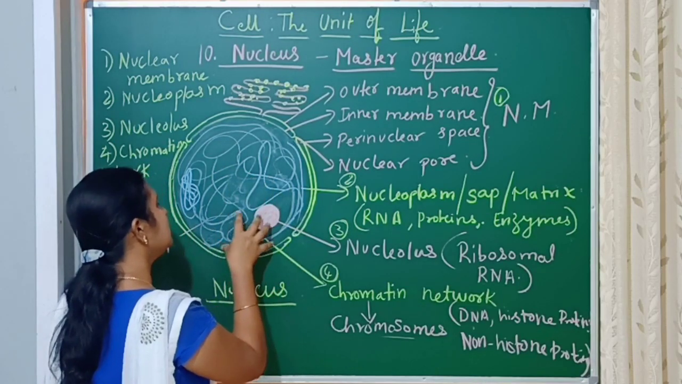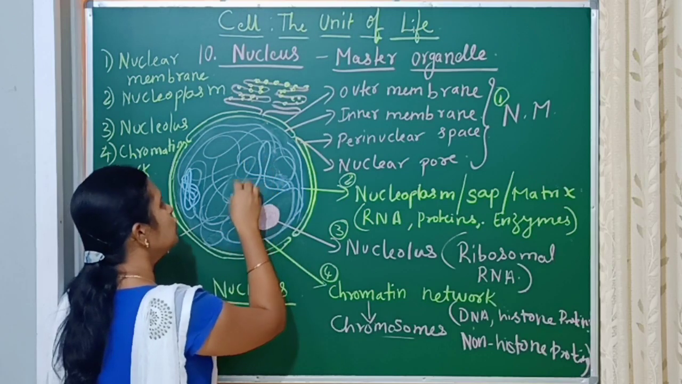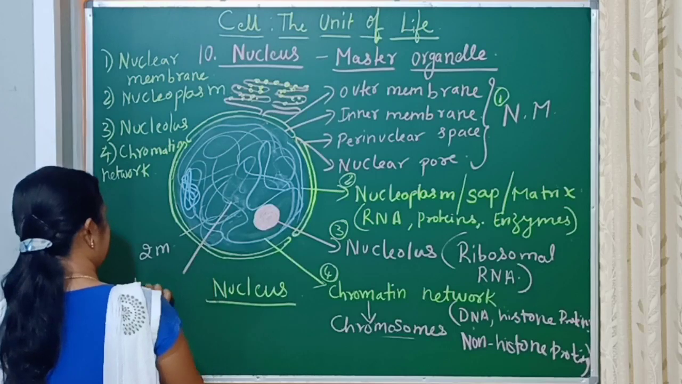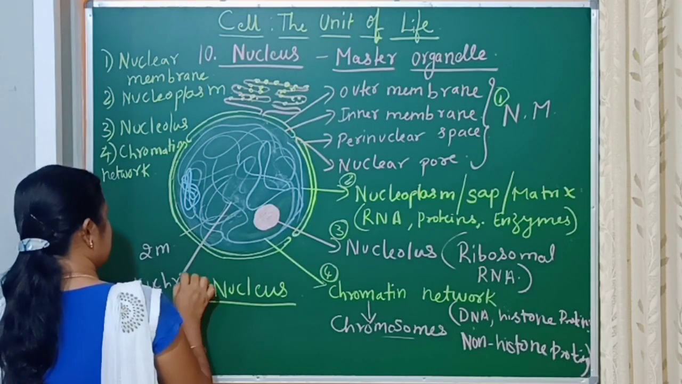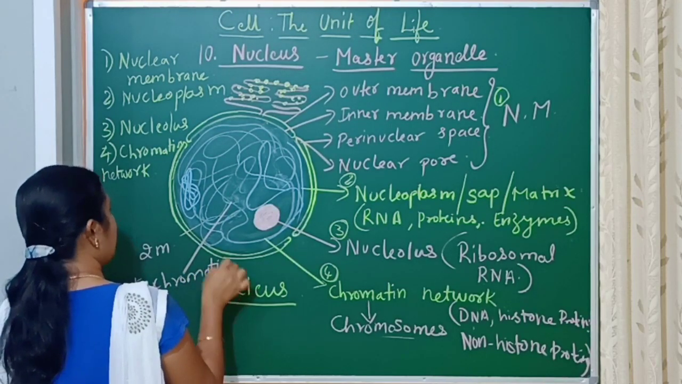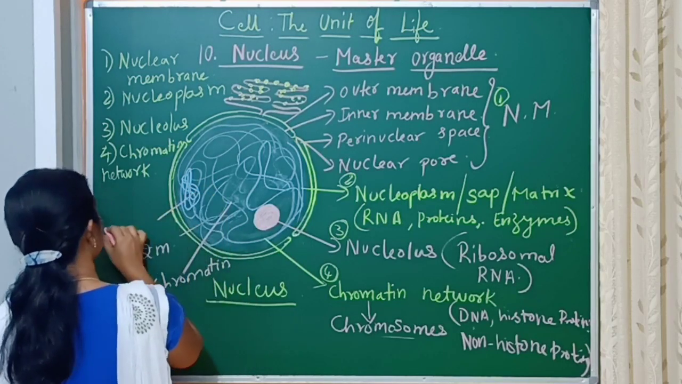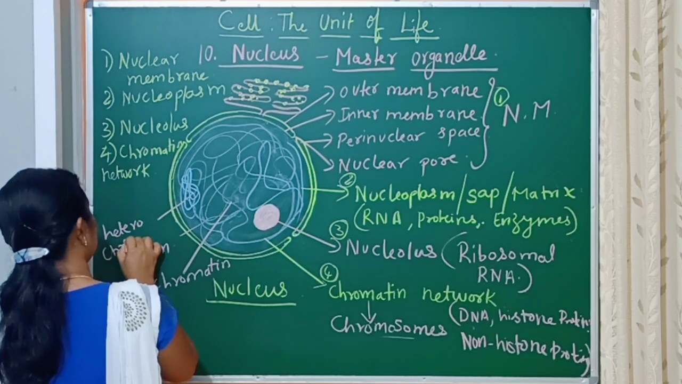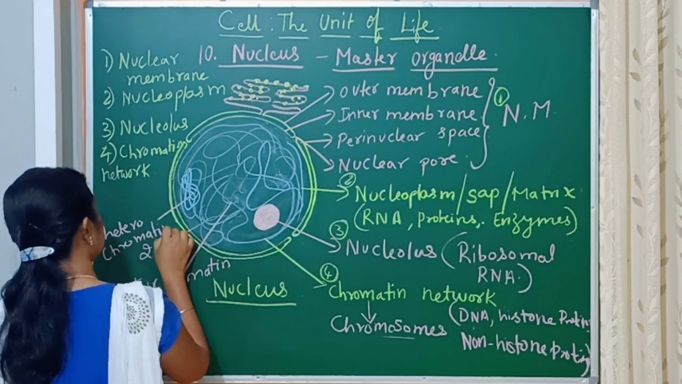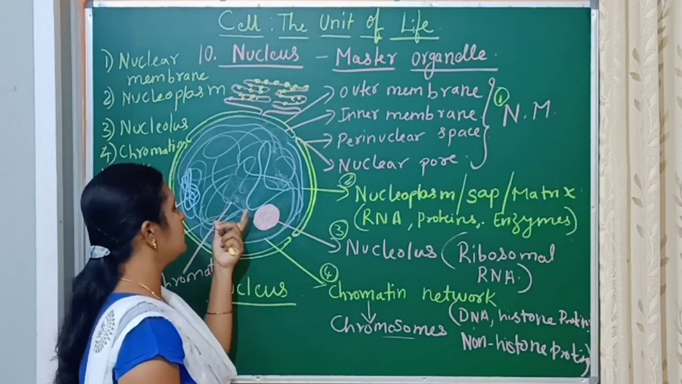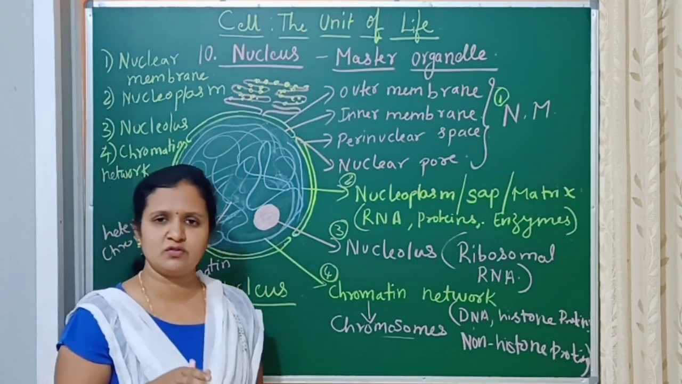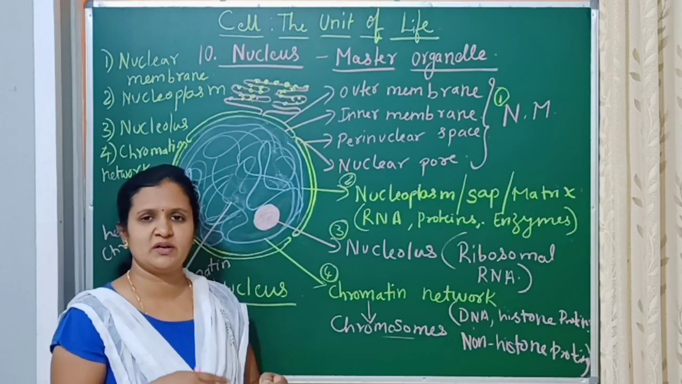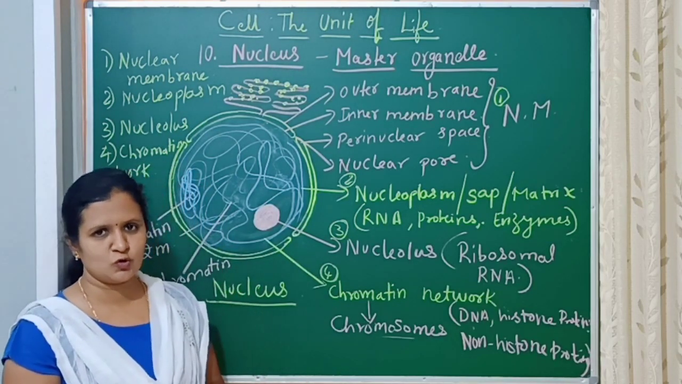In the chromatin network, at certain points it is loosely packed, which is called euchromatin, and where it is compactly and highly packed, that is called heterochromatin. So this is the chromatin network. In the interphase of the cell we call it a chromatin network. When the cells start dividing, the same chromatin gets organized into chromosomes.